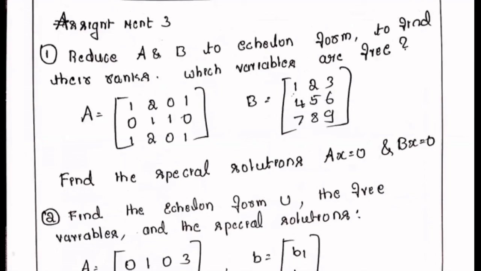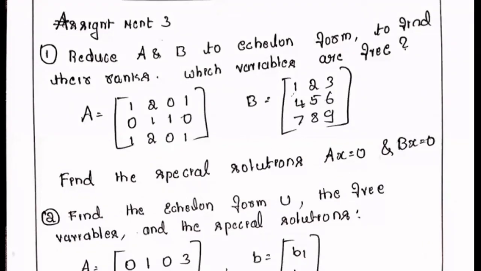So you have to express A and B in terms of the echelon form. In the first matrix, since you have 4 columns, you'll get 4 variables. Out of that, you have to find the free variable. In the second one, you have a 3 cross 3 matrix, so you'll get 3 variables, and you have to find out which one is free. And also you should find the special solution. How do you find the special solution? You make it AX equal to 0 format, find the null space, and that becomes the special solution.